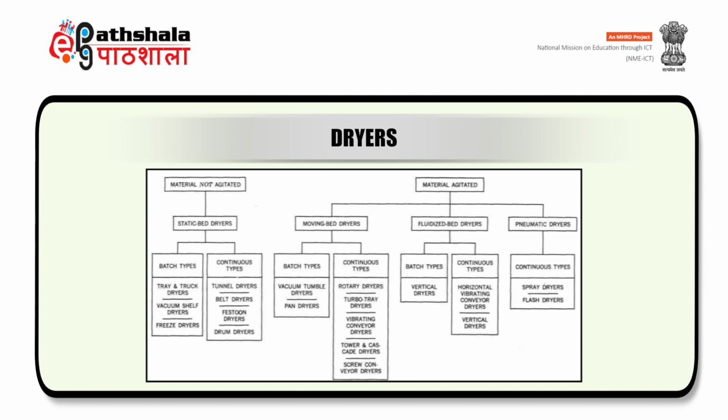Dryers are first divided into two types: material not agitated and the one which agitates the material. Materials not agitated is of static bed dryer. Static bed dryers are again of two types, batch type and continuous type. Examples of batch type are tray and truck dryer, vacuum shelf dryer, freeze dryer. Examples of dryers in continuous type are tunnel dryer, belt dryer, festoon dryer, drum dryer.